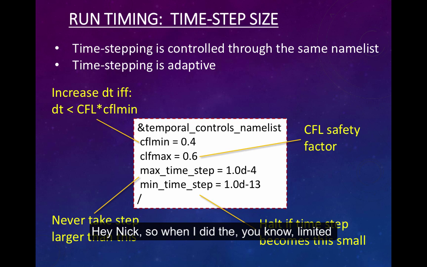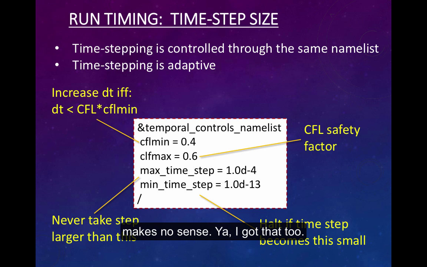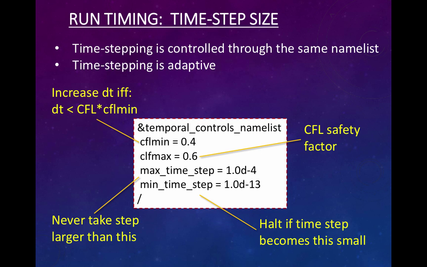Nick, yeah. So when I limited it by minutes, I got iterations per second 163, which makes no sense. Yeah, I got that too. Oh, you know what? I just remember this. The way it exits that loop is it changes the current iteration to the last iteration. So it basically said, oh, I ran 5,000 time steps. I'll fix that. Thank you. I see. That's a useful thing. Okay. So anyway, that's the min and the max time step.